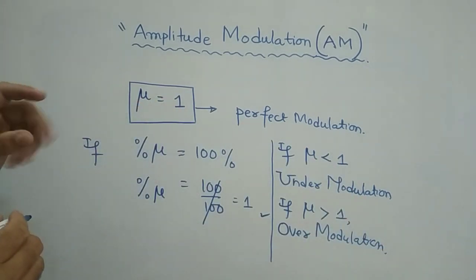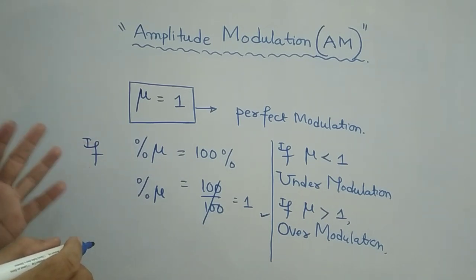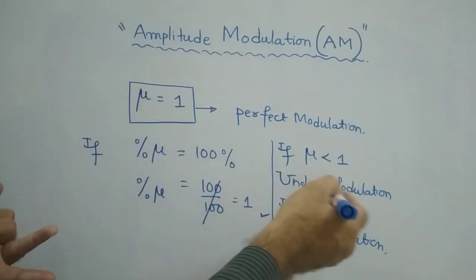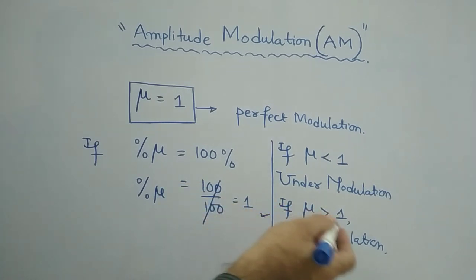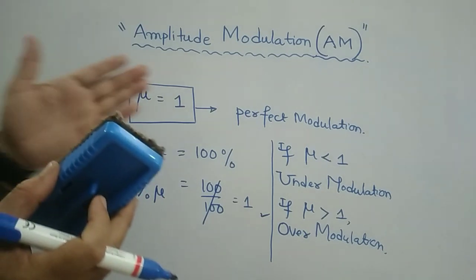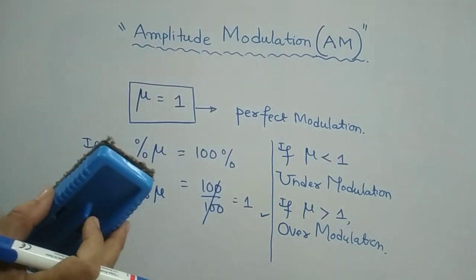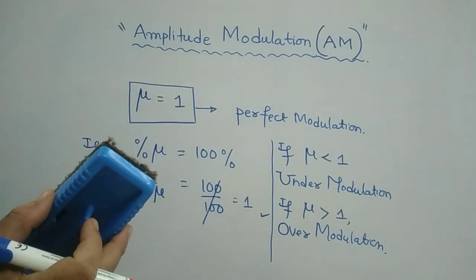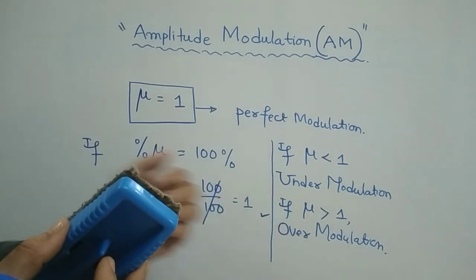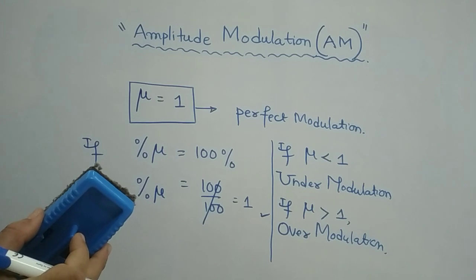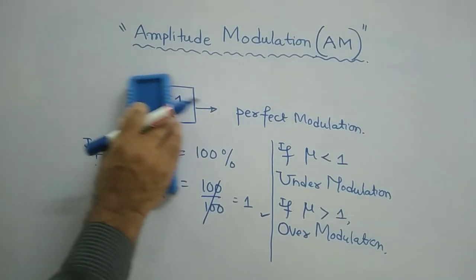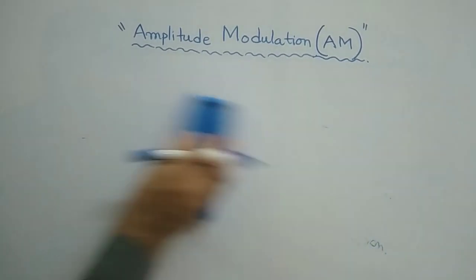Depending on the value of mu, the modulation can be categorized into 3 types. One is the perfect modulation, second is the under modulation if mu is less than 1, and if mu is greater than 1, that is called over modulation. Out of these 3, mu equal to 1 is the very much desired requirement as far as our subject is concerned, because under modulation will not give us anything, and the over modulation process is also not at all desired. When mu is equal to 1, then only we will get the perfect modulation. Clear? These are the different values of mu.